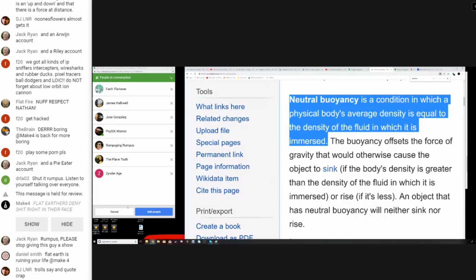Anthony, buoyancy is a force. Go and look at the definition. You're a moron. I'm not on about buoyancy being a force. I'm on about neutral buoyancy. Do you accept that buoyancy is a force, Anthony? No, it isn't. Have you got any evidence for neutral buoyancy being a force? So, hold on, Anthony. So you're denying that buoyancy is a force? No, I'm denying that neutral buoyancy is a force.